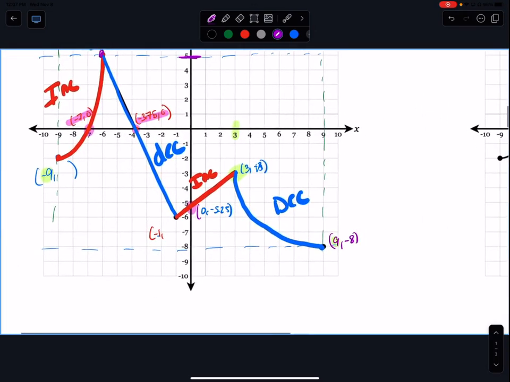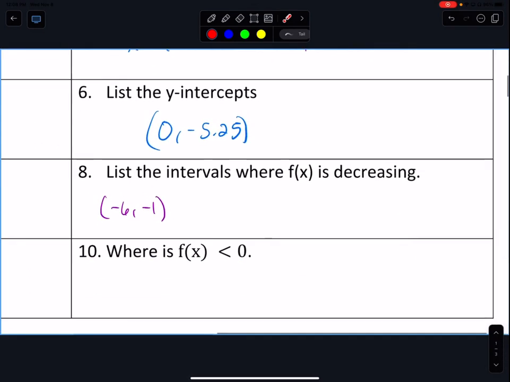Is it decreasing anywhere else? Yeah, it's decreasing here and all the way to here. Okay, I'm going to erase these y values because I don't want them to trip me up. Okay, so where is it decreasing again? From where to what? Yeah, from 3 all the way to 9. Okay, so from 3 to 9, it's decreasing as well. So from 3 to 9.